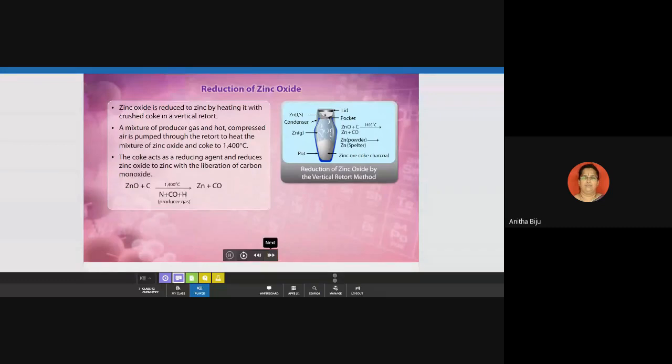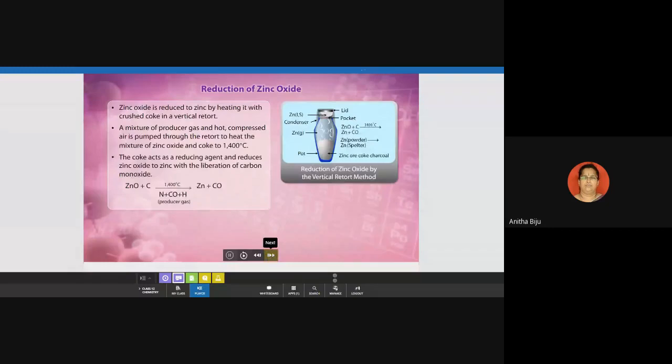Anyone? Related to that topic only we have discussed this. Producer gas is a mixture of carbon monoxide and nitrogen. That's why here the source is air, because air contains 78% of nitrogen. So, a mixture of producer gas and hot compressed air.